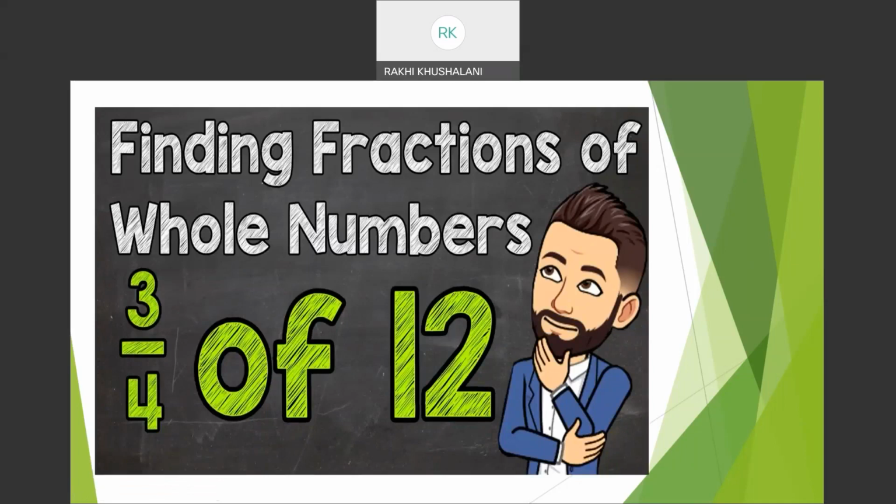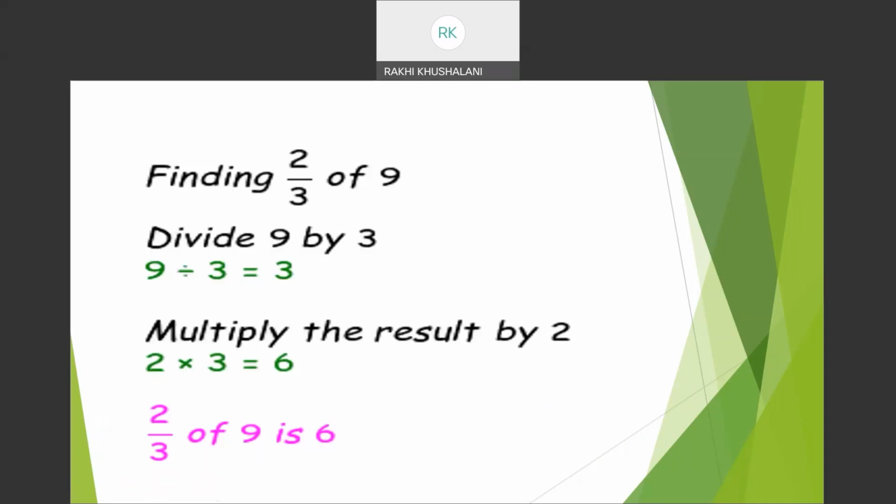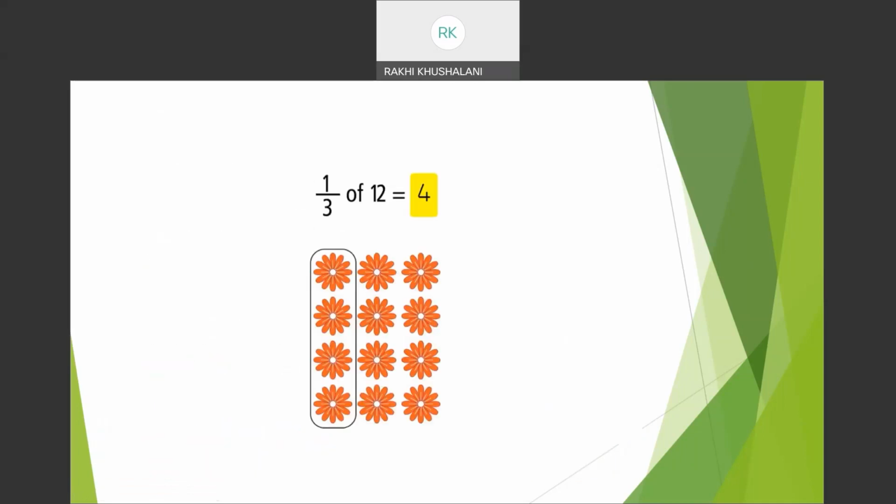Finding fractions of whole numbers. See, it is a whole number. In 1/3 of 12, 1/3 is a fraction and 12 is a whole number. It's giving a whole count of a group. It is not one single piece, but one whole group of similar type.